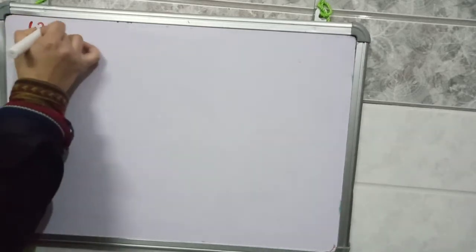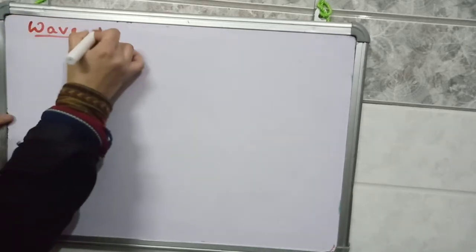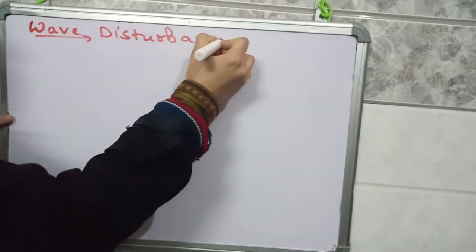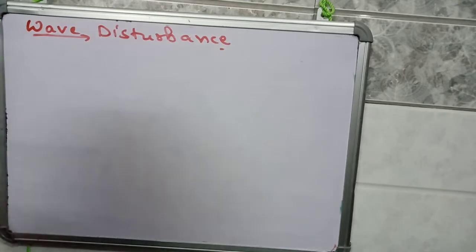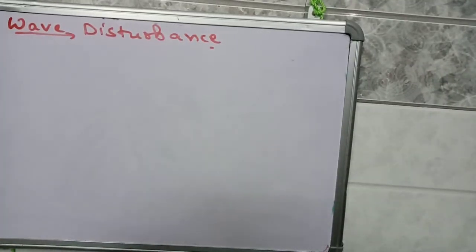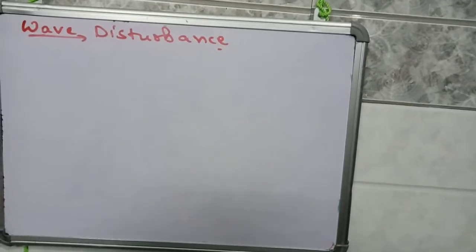So what is a wave? A wave is a kind of disturbance. In this, a particle oscillates at its mean position and transfers its disturbance to the next particle.